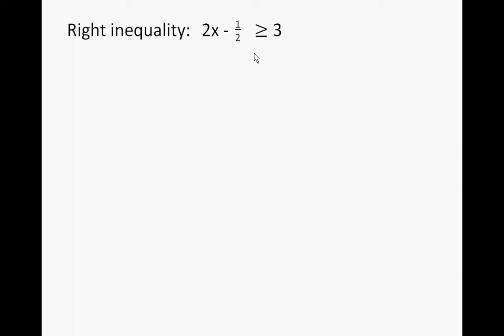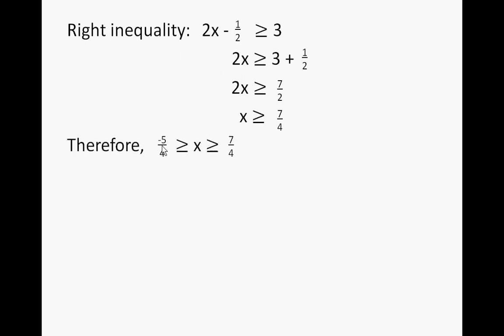So 2x, oops, and I forgot to put the absolute value sign here, which is 2x is greater than or equal to 3 plus 1/2. Moving the minus 1/2 over to the other side is adding 1/2. So that is 2x is greater than or equal to 7/2. And dividing by 2, x would then be greater than or equal to 7/4. So now our solution set is -5/4 is greater than or equal to x, and x is greater than or equal to 7/4.